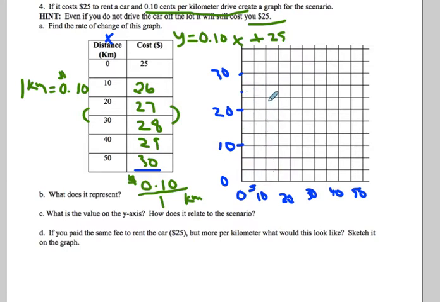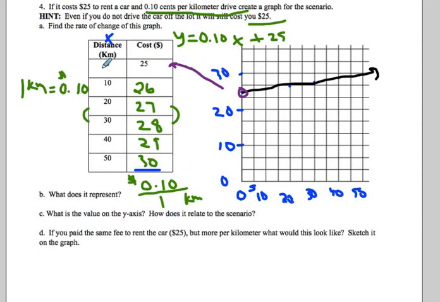After 10, I'm at 26, 27, 28, 29, and 30. So if I were to try to draw the line that goes through this, it's going to look something like that. So what is the value on the y-axis? Okay, the y-axis is going to be this guy right here, and that's the value 0.25.